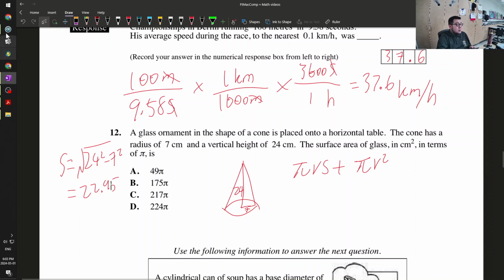They probably want us to round to 23 centimeters or 23 because of just the way they put it down. So okay, so pi times the radius, 7 times the slant height. Wait, 20. Oh, I did it wrong. It should be a plus here. Man, I forgot Pythagorean theorem. Feels bad, man.